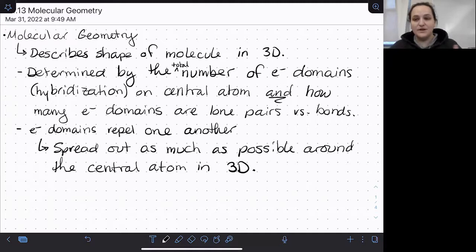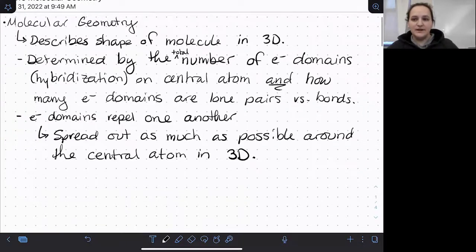And that 3D thinking is really the hardest part. It's easy to think about what it would look like if we drew it on paper, but when we're drawing a structure flat, we're not necessarily accurately representing what it really looks like if you could hold an actual model in your hand.